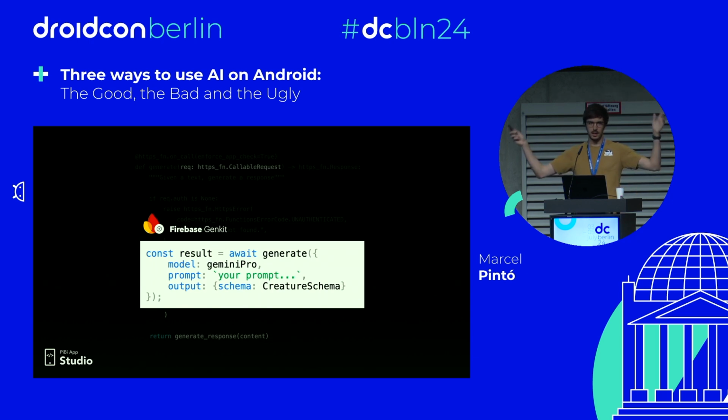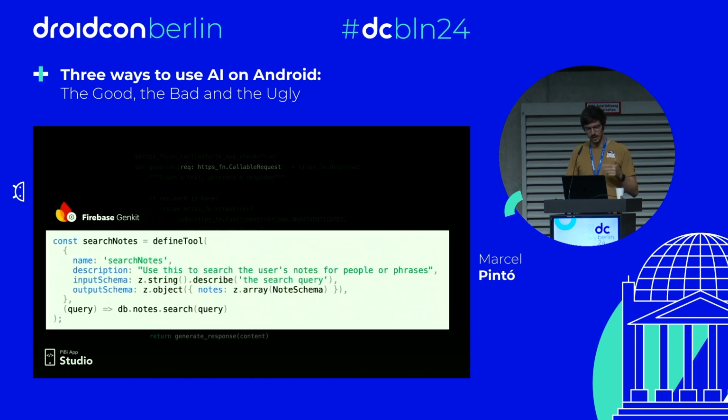Instead of just getting a bunch of text, you can say, no, you should reply with this schema, create your schema thing, and it will reply that way. You can create as well functions that the AI can execute. For example, here we create a function that searches notes and then goes into our own database and searches based on the query. Then we pass this to the prompt, and then the AI will use this function if it needs to query stuff.